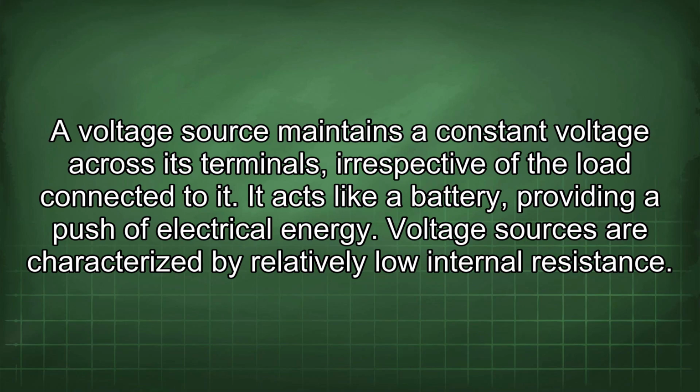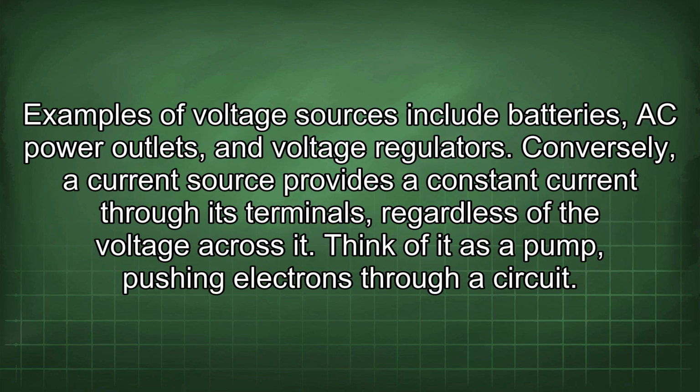A voltage source maintains a constant voltage across its terminals, irrespective of the load connected to it. It acts like a battery, providing a push of electrical energy. Voltage sources are characterized by relatively low internal resistance. Examples of voltage sources include batteries, AC power outlets, and voltage regulators.